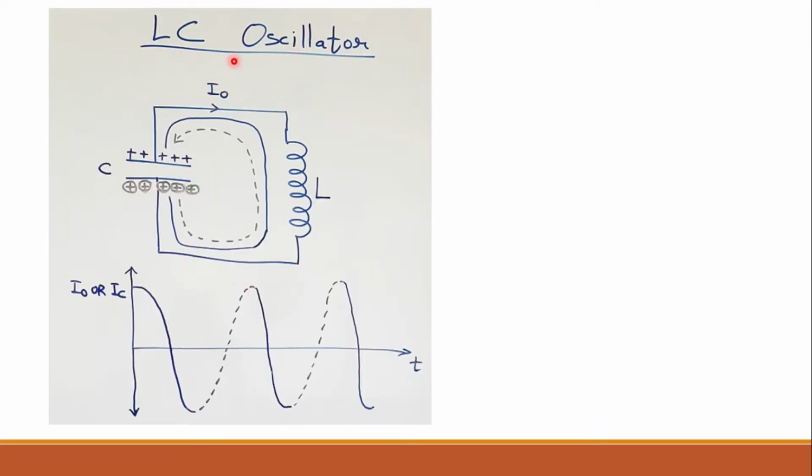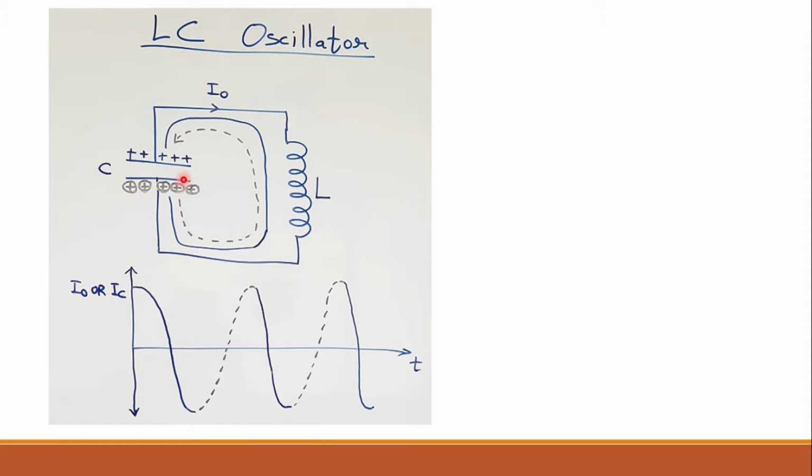This is the circuit of the LC oscillator. This is the inductor L. This is capacitor C, right? And both the capacitor and inductor are connected in parallel. Now let us assume that initially this plate of the capacitor is charged positively and this second plate is charged negatively. I have not shown the negative charges over here for ease of understanding, right?